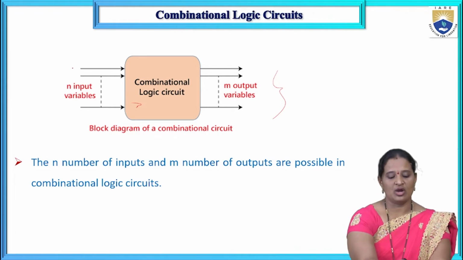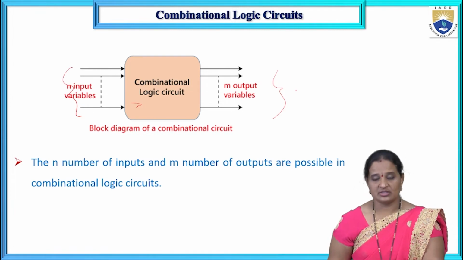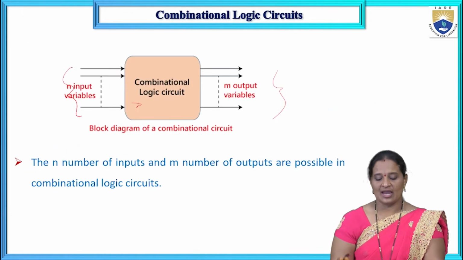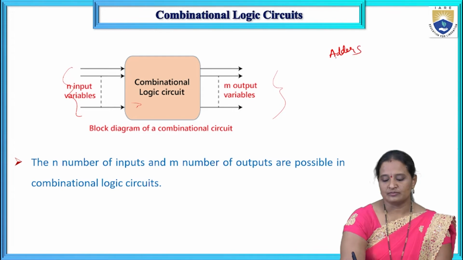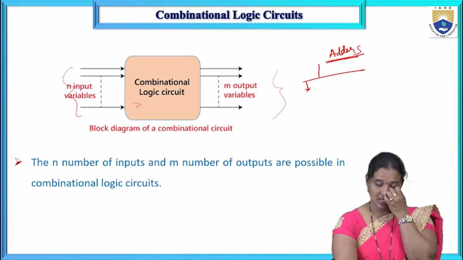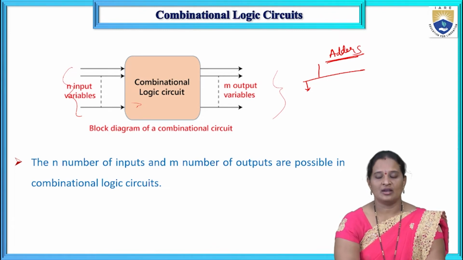So this is the basic block diagram of a combinational logic circuit, with n input variables and m output variables. The first category of combinational logic circuits is adders. As the name itself indicates, an adder is a combinational circuit which can add binary data, which can perform the addition of binary numbers.